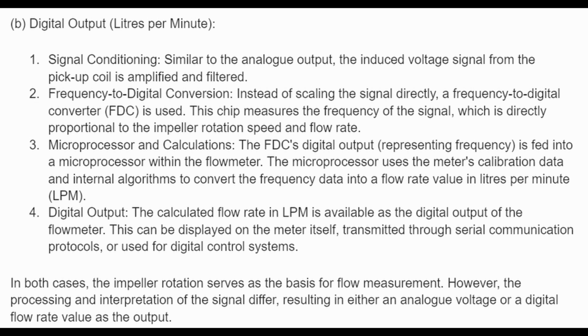4. Digital output. The calculated flow rate in LPM is available as the digital output of the flow meter. This can be displayed on the meter itself, transmitted through serial communication protocols, or used for digital control systems. In both cases, the impeller rotation serves as the basis for flow measurement. However, the processing and interpretation of the signal differ, resulting in either an analog voltage or a digital flow rate value as the output.